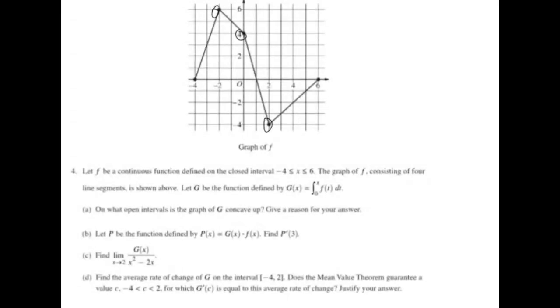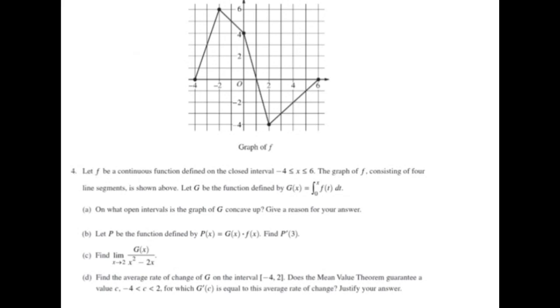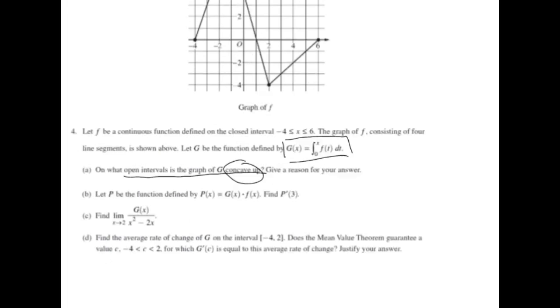So this is the AB FRQ from 2021. It gives the graph of f and says it's 4 line segments, and it gives us g of x, which is the integral from 0 to x of f of t. The first question asks us on what open intervals the graph of g is concave up. So in order to find concave up, we need the second derivative of g.